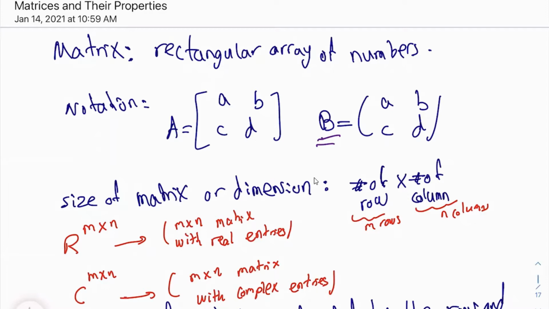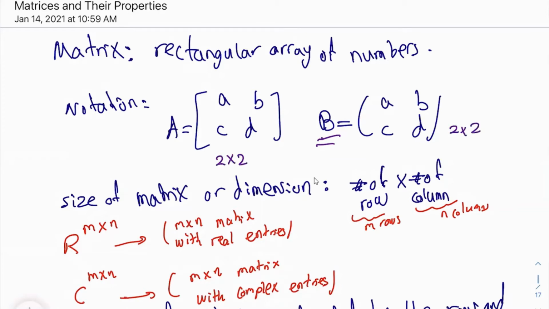Now, one thing that is very important to know about matrices is the size of a matrix, or dimension of a matrix. The size or dimension of a matrix is the number of rows and the number of columns. The number of rows usually comes first and then the number of columns, right? So the size of matrix A is 2 by 2 and B also is 2 by 2. B is exactly matrix A. I will talk about the equivalence of matrices.